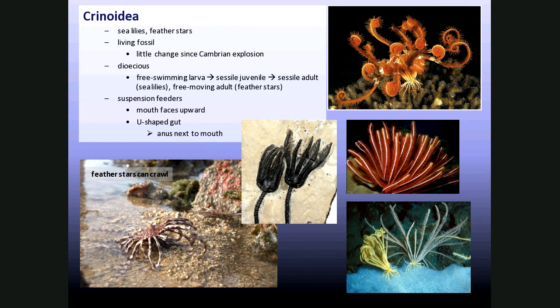They have a free-swimming larva, a sessile juvenile, and then in some organisms, the sessile adult sea lilies are sessile, but in some of them we have free-moving adults, like feather stars. They're suspension feeders, folks, so their mouths face upward. They have a U-shaped gut, so the anus is right next to the mouth, just like the torsion in the poor snail, right? So their mouth and their anus face up, and then they have all these modifications of their arms and their tubes sticking up, and as I said, they're suspension feeders, and they find food and drag it into their mouth.